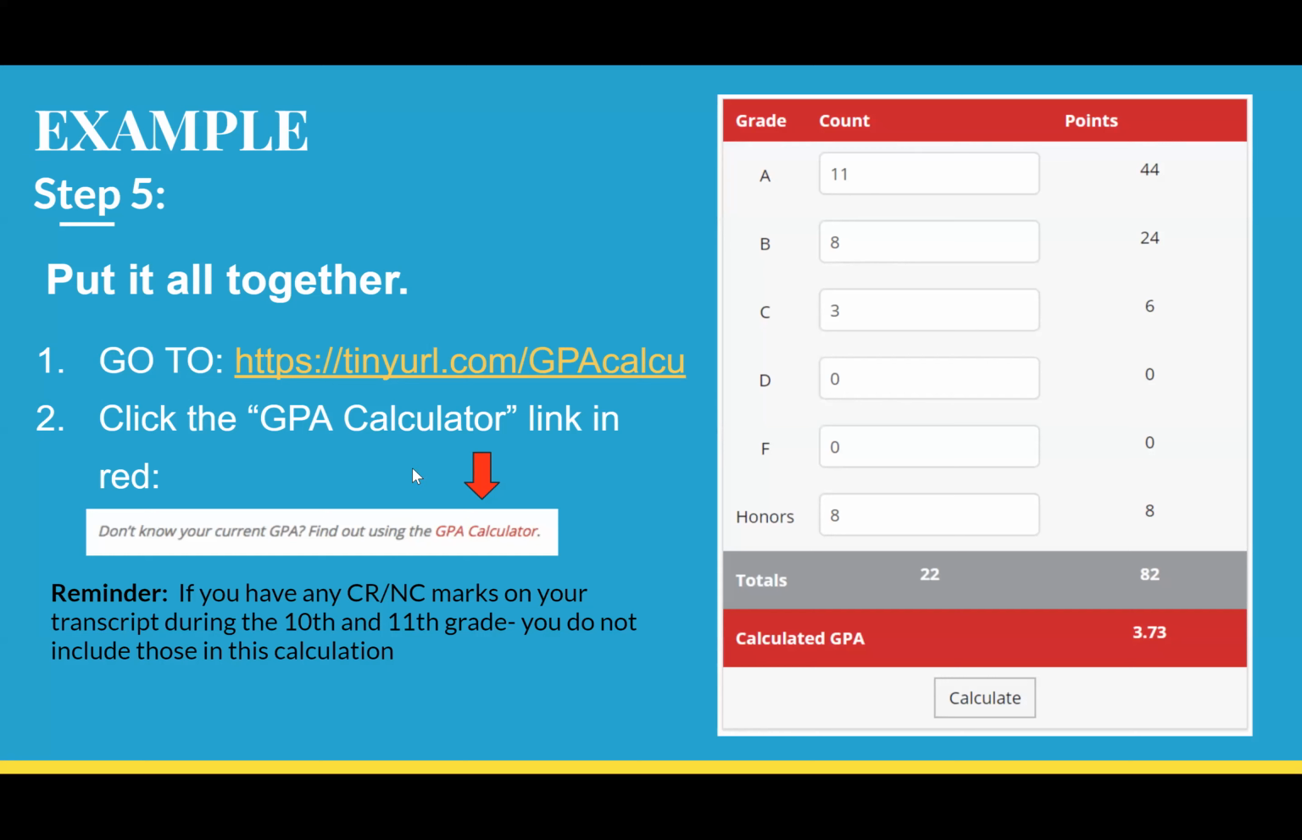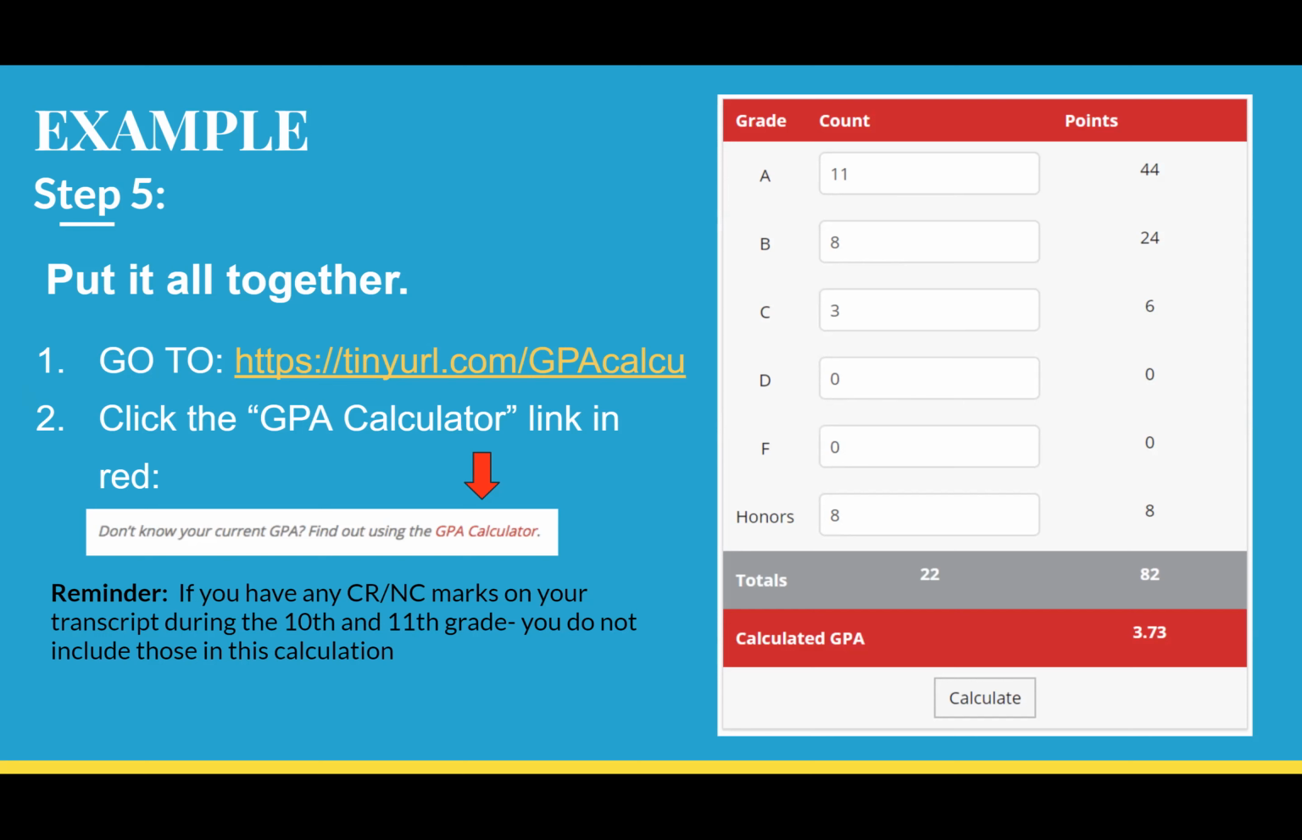For those of you asking about where you can find the GPA or even a copy of the transcript, the best place is to go on to Aries. Students have access to their transcript on their Aries account. If they go to Aries, grades, and then transcript, they should be able to access a copy of their transcript that has their weighted and unweighted GPA listed.